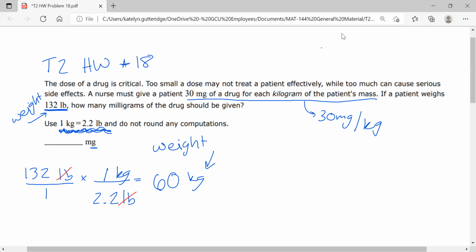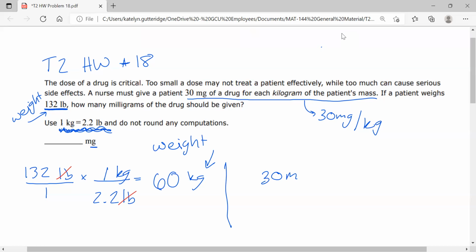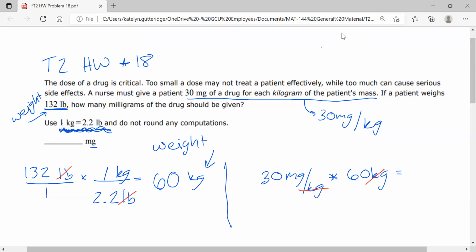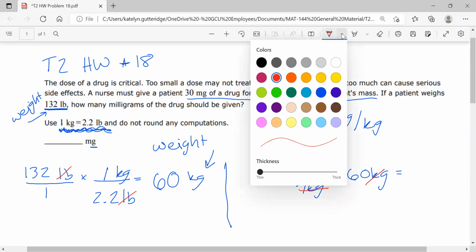So now we need to answer the final question. The final question is how many milligrams should we give this patient? We know they need 30 milligrams per kilogram. There's 60 kilograms. So what we want to do here is take the 30 milligrams per kilogram, multiply that by the weight of the patient in kilograms, and that will give us our final answer in milligrams. Because what's going to happen here is these kilograms are going to cancel each other out. And then you're going to be left with only that milligrams.